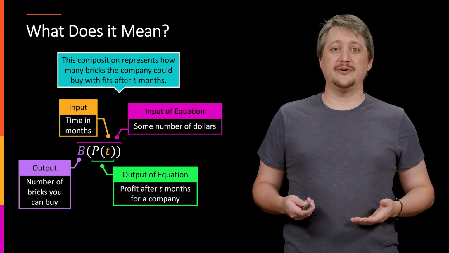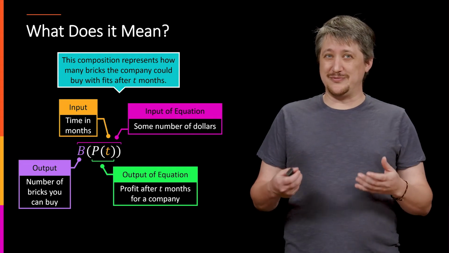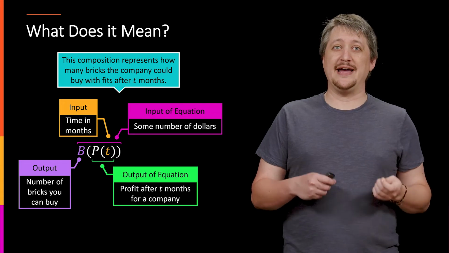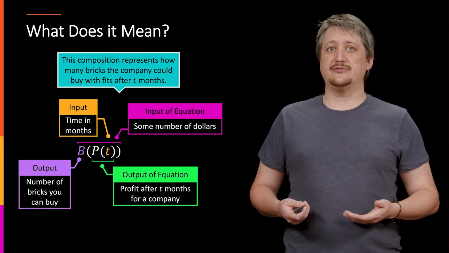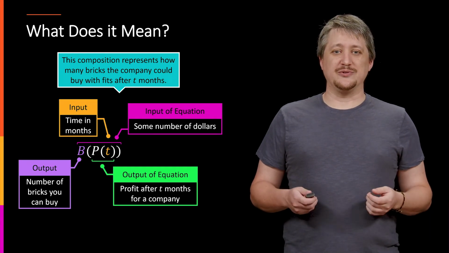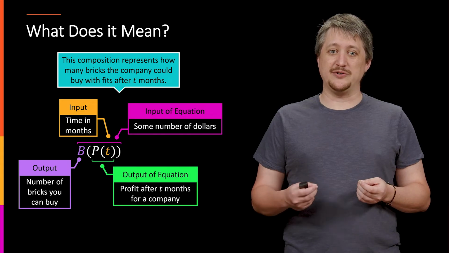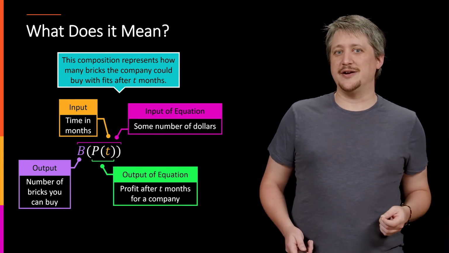It makes sense, right? Because this composition is telling you essentially, even though it didn't seem obvious initially, how many bricks you can buy as that company using your profits after T months, right? And the key part here is that the middle function bit lines up. The output of that inner thing lines up nicely with the input of the outer thing, okay?